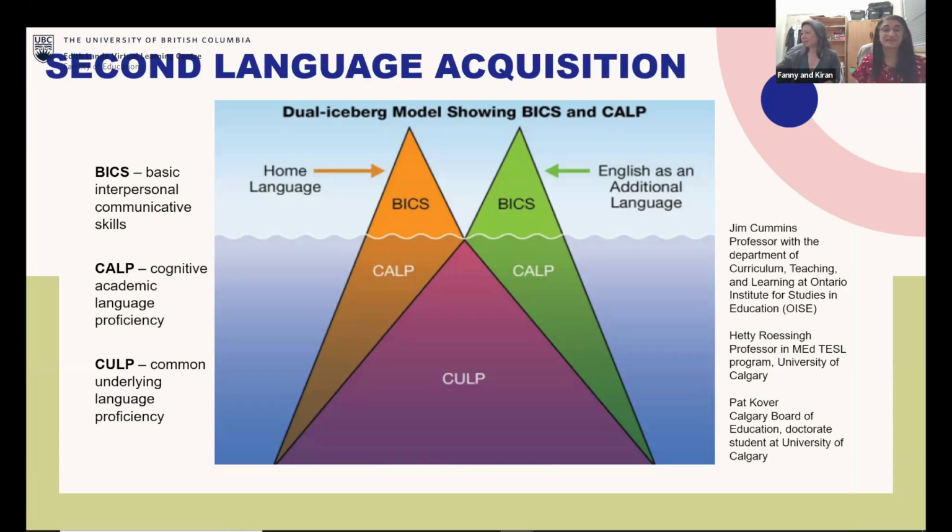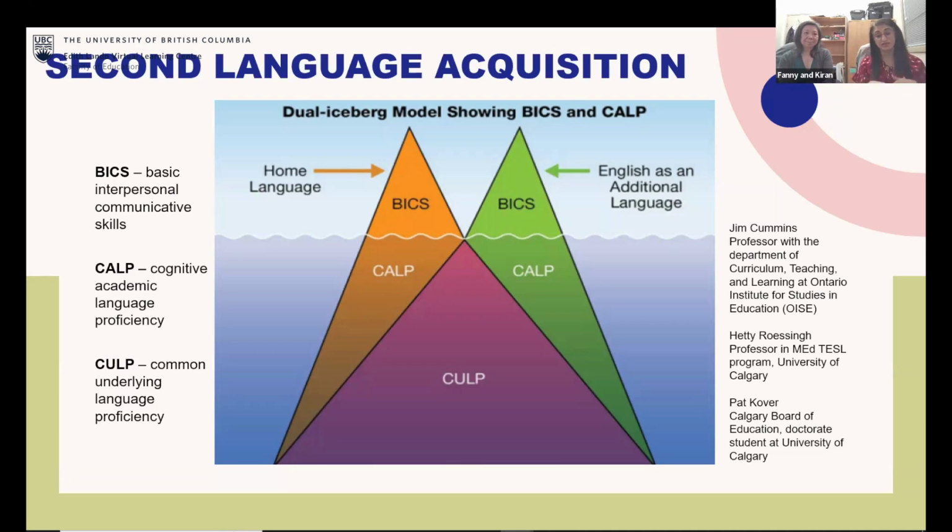So here is an iceberg model, and some of you may be familiar with this. We wanted to just highlight some of the key terms that pop up in language acquisition research. This comes from the work of Jim Cummins, Hetty Rosing, and Pat Cover. If you look on the left-hand side, first we start with above the iceberg something called BICS, basic interpersonal communicative skills. An easier way to describe it is our social language, or the language that we use on the playground. We have that in our home language, and we also have that for students who are learning English as an additional language.